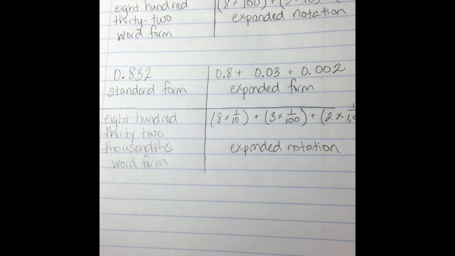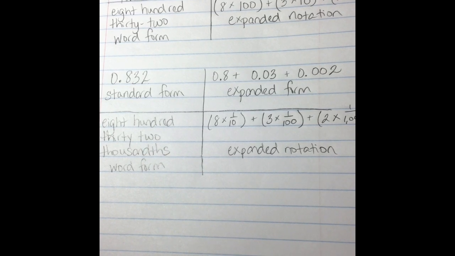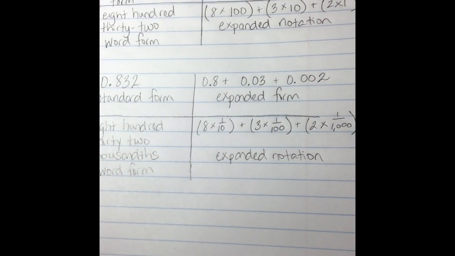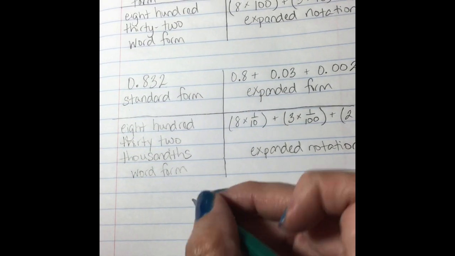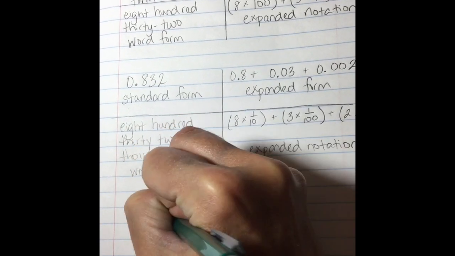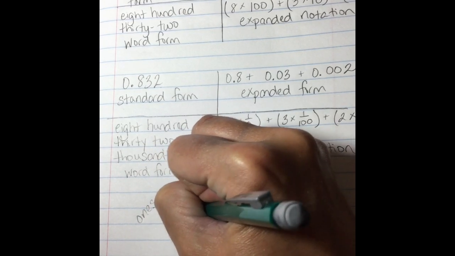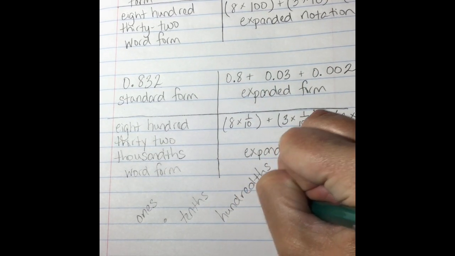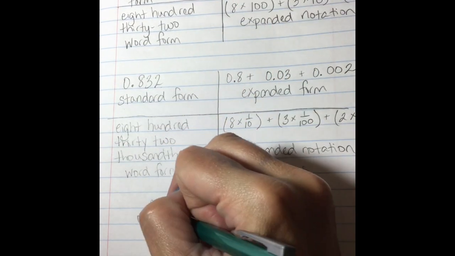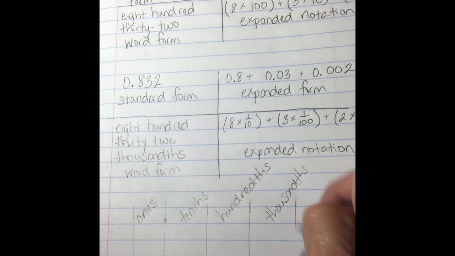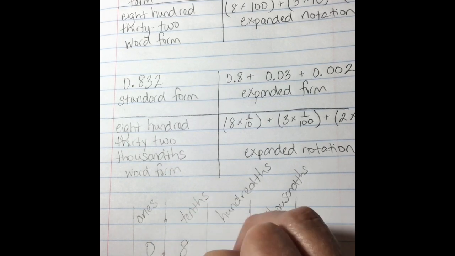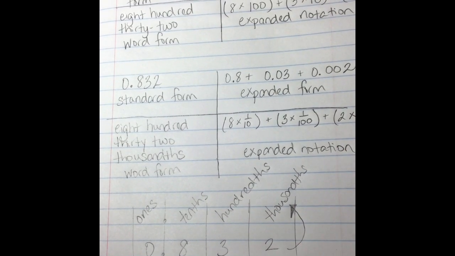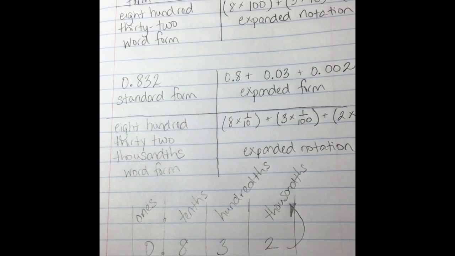So, looking at decimals, it's very similar to looking at whole numbers, but you're just going to the right of the decimal place. Probably the trickiest part is this word form, and that's where it can be helpful to have a place value chart. We've got tenths, hundredths, thousandths. So if I put my number here, it's the fact that this 2 is in the thousandths place. That's how I knew to call this number 832 thousandths.